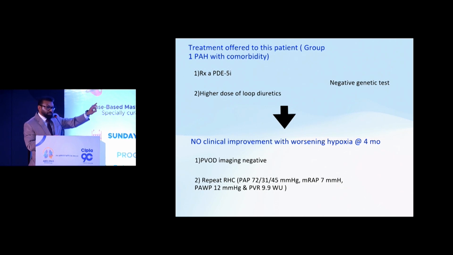In between, we had the test report of genetic test. It was negative. Then at the end of 4 months, there was no clinical improvement, and there was worsening hypoxia. So we did imaging to look for the PVOD. On imaging, there was no suggestion of PVOD, and we had the repeat RHC. PVR increased, not much decrease in the mean pulmonary artery pressure.